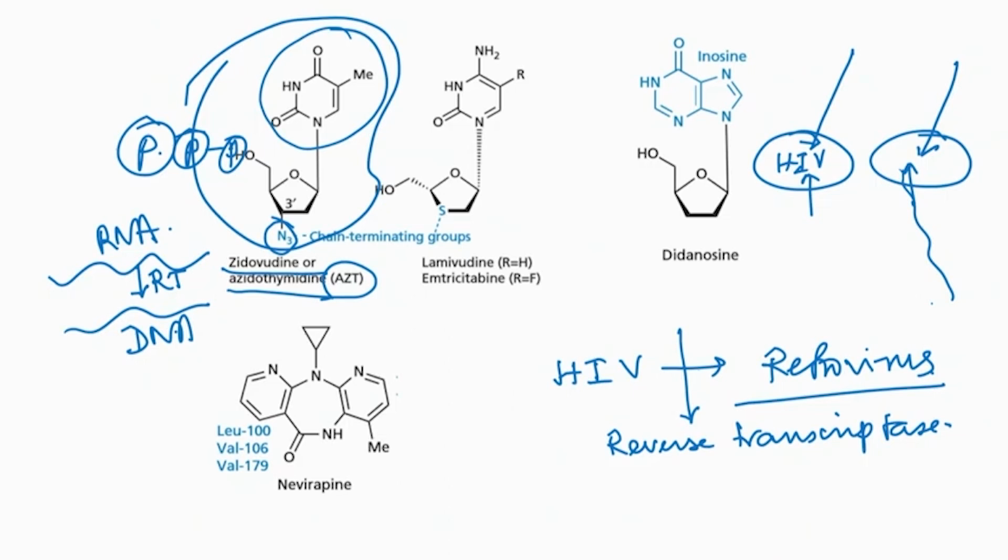Means it has got affinity, but there is a huge difference between the affinity for the reverse transcriptase vis-a-vis the polymerases that are present in the host. Okay. So, that is the mechanism of AZT.